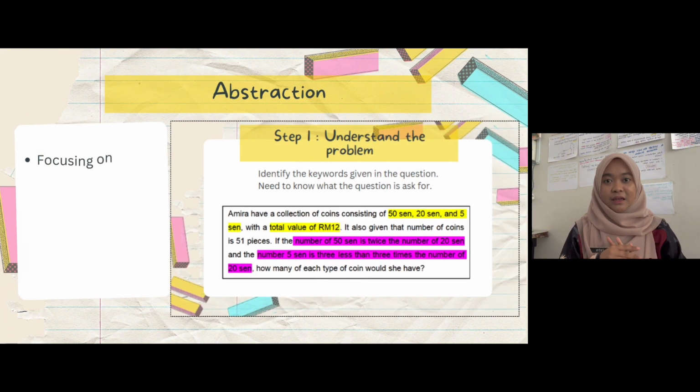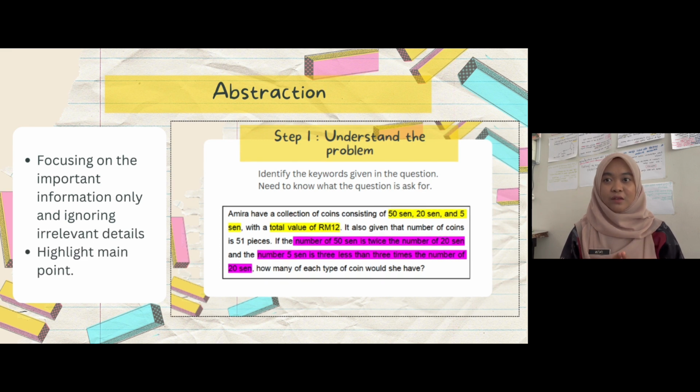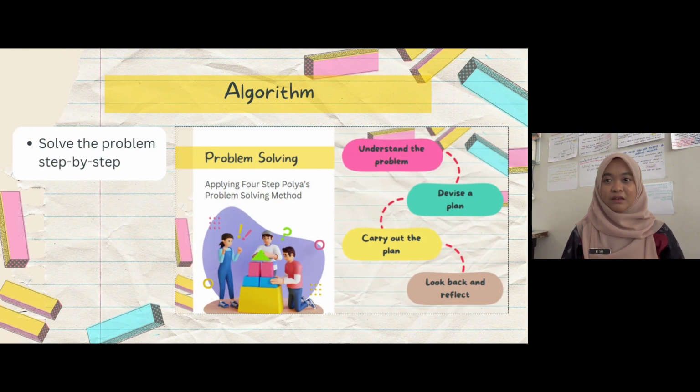Okay, the third technique is abstraction. Abstraction is focusing on the important information only and ignoring the irrelevant information. So I only focus on the highlighted or important information. So in here, I highlight all the given information that is important. And then the last one, we have algorithm, which is developing a step-by-step solution to follow to solve the problem. So here I use step-by-step in order to solve the question.